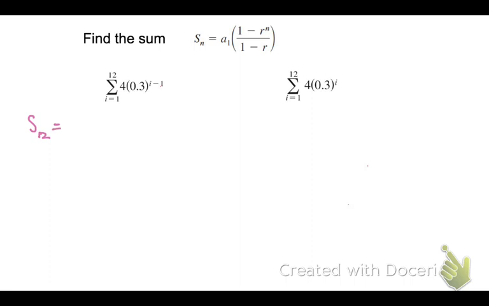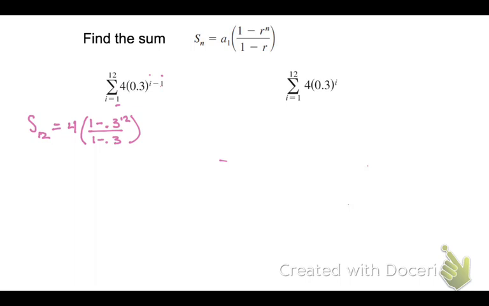Equals 4. Because you plug in 1, and 1 minus 1 is 0. Anything to the 0 is 1, and 1 times 4 is 4. 1 minus, what's r? 0.3. To the n, what's n? We already found it. 12 over 1 minus 0.3. Okay, without a calculator, there's not a whole lot you can do here, yes?